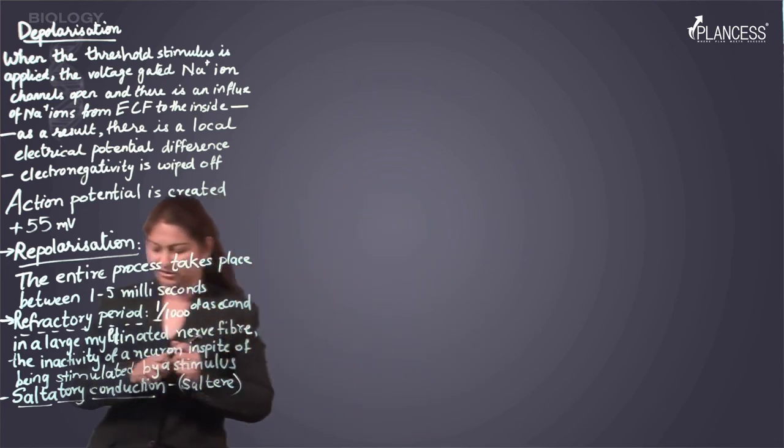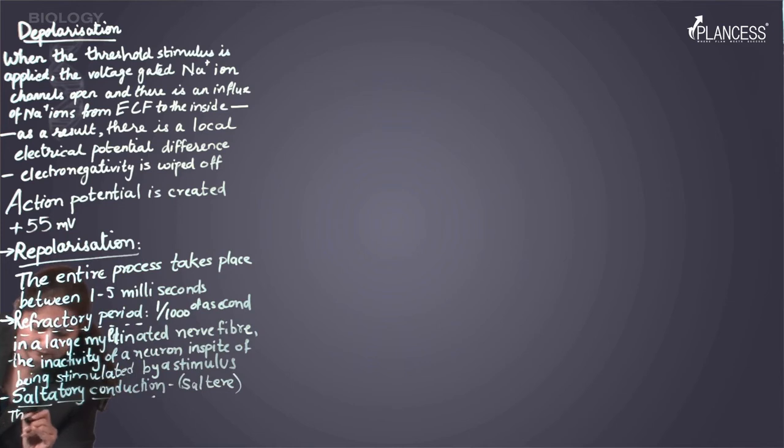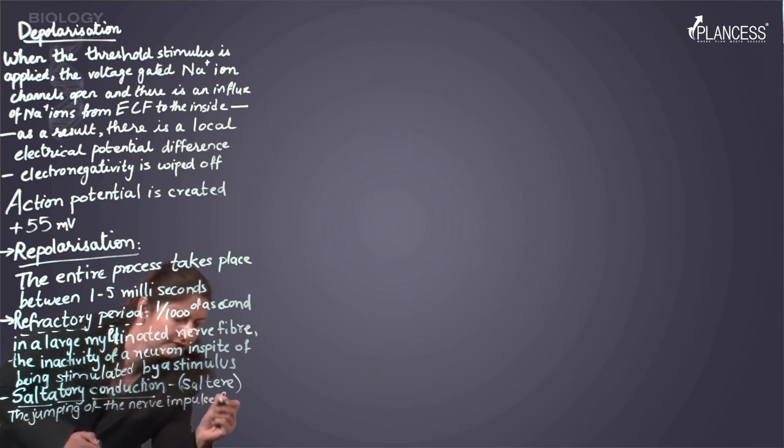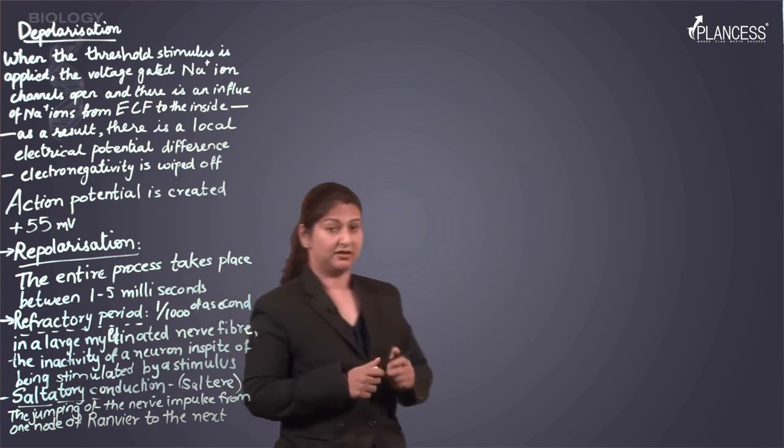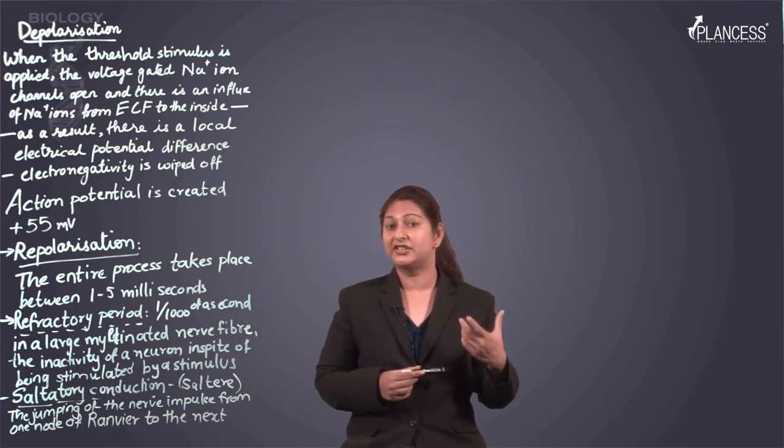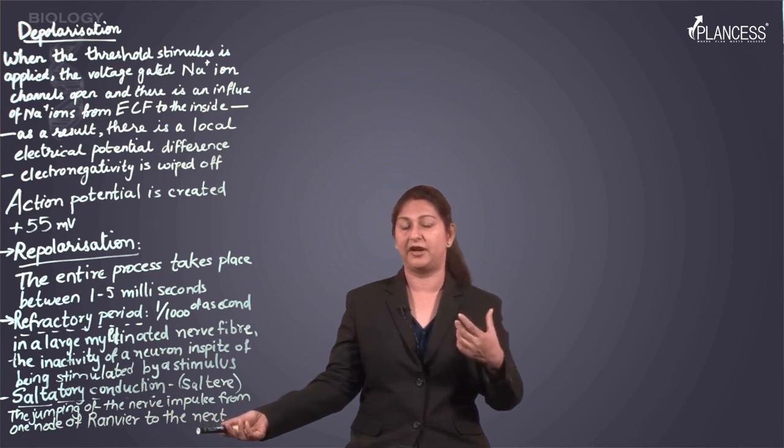So what is saltatory conduction? The jumping of the nerve impulse from one node of Ranvier to the next. Alright, and can you imagine the speed it can achieve because of this myelinated nerve fiber?